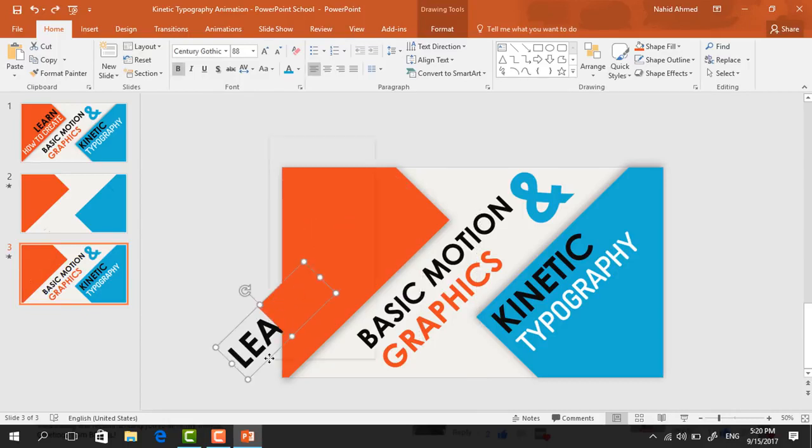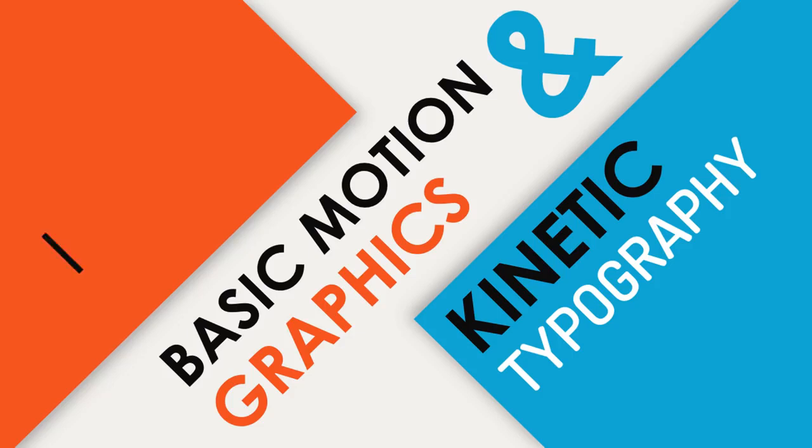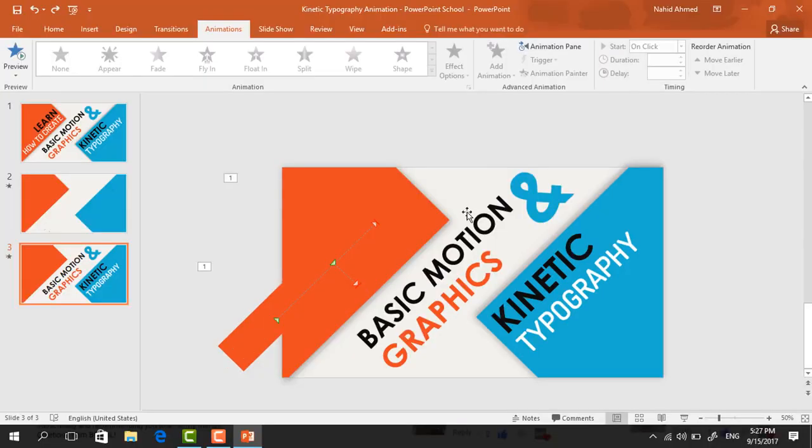Then select the first text box, bring it to front. Now make a copy of this shape, place it over this first text box, resize it so that it also covers this one. So if I start the slideshow, you can see that our first two animation is working perfectly. So now we can go further.